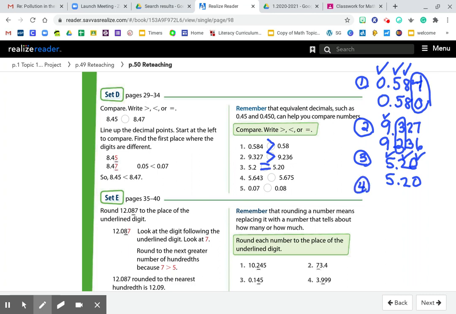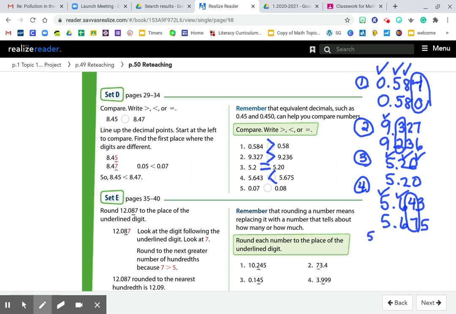Number 4, 5 and 64 thousandths, 5 and 675 thousandths. They both have a 5, they both have a 6. The first place value where they have different digits is in the hundredths place. So I know that 7 is greater than 4. So I'm going to say 5 and 643 thousandths is less than 5 and 675 thousandths.